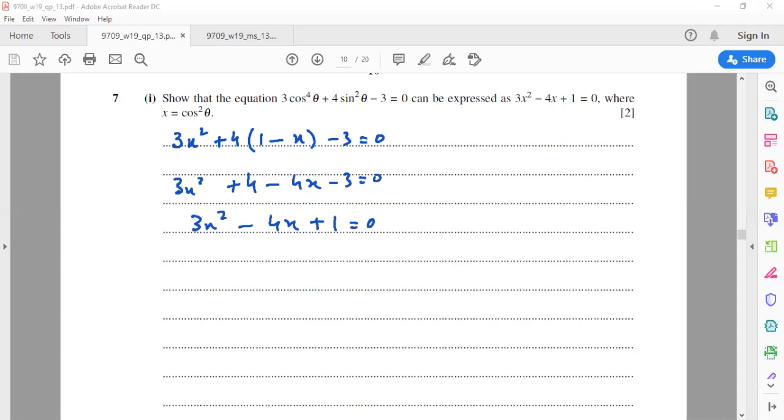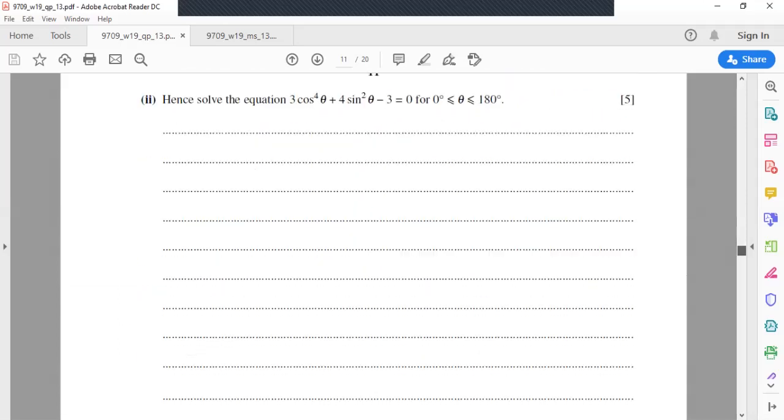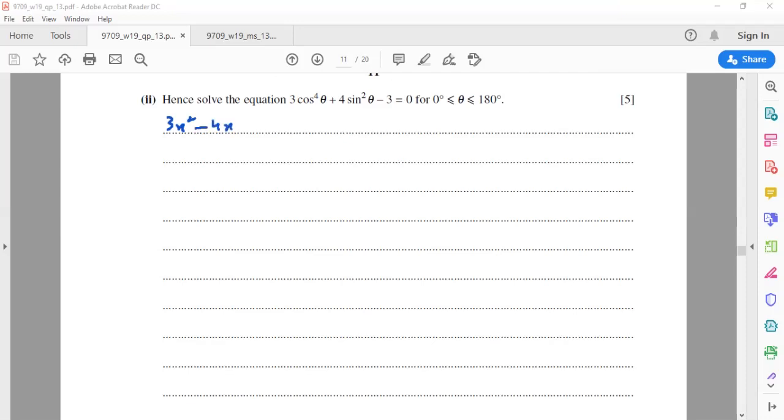Now let's go to the next part here. And in this part, it says, okay, the same equation, it's supposed to be solved for 0 to 180 degree. And the equation was 3x squared minus 4x plus 1 equals to 0. If you solve it with the calculator, we get the two values, x is equals to 1 and x is equals to 1 over 3.